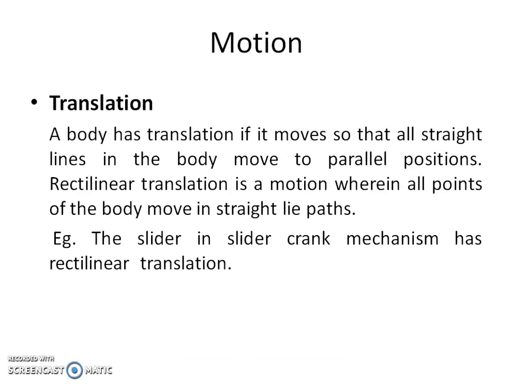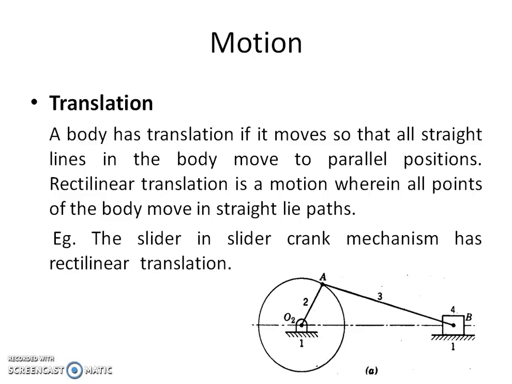Translation. A body has translation motion if it moves so that all straight lines in a body move to parallel positions. Rectilinear translation is a motion wherein all points of a body move in straight line paths. Example is a slider crank mechanism that has rectilinear motion. So this slider over here moves in a rectilinear translatory motion.